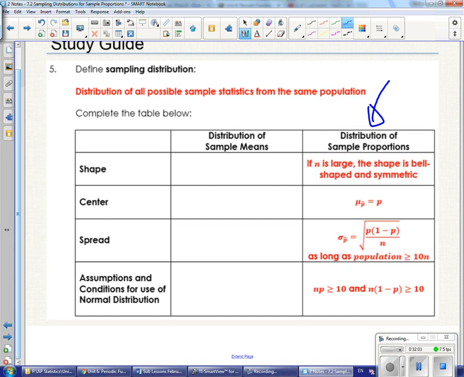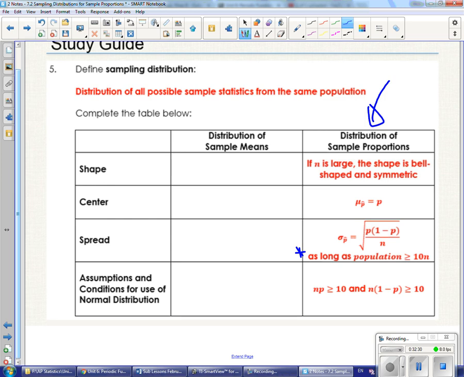So if n is large, the shape is going to be bell-shaped and symmetric. The center of your sampling distribution, so the mean of p hat, should be your population parameter, your population proportion, p. Your spread, that's your standard deviation, should be equivalent to the square root of p times 1 minus p over n. But again, you can only use that formula if you verified that the population is at least 10 times your sample size. And if you can't verify it, then it's an assumption that you can make. And it's often an assumption that you can make safely.